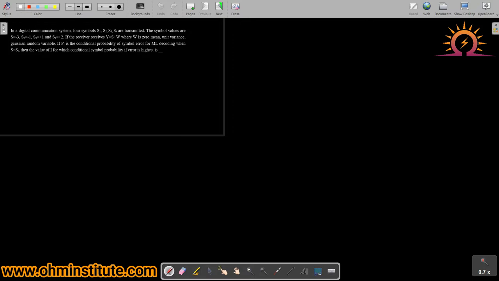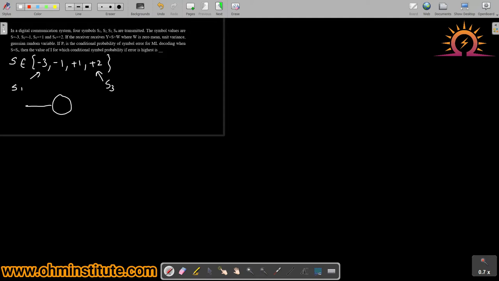The symbols S can take values -3, -1, +1 and +2, and the symbols are given an index. This is S1 and this is S3. These are the symbols that are transmitted at the transmitter side.